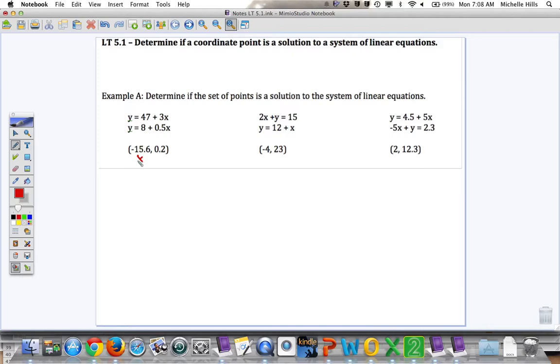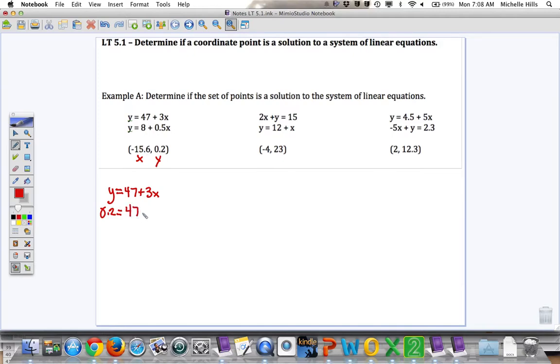Inside an ordered pair, I have an x value and a y value. I'm going to go to each of these equations. First, I'm going to start with y equals 47 plus 3x. I'm going to substitute 0.2 for the y. Be careful what you substitute where. Some people, the first variable they see, they put in -15.6. That's your x, not your y.